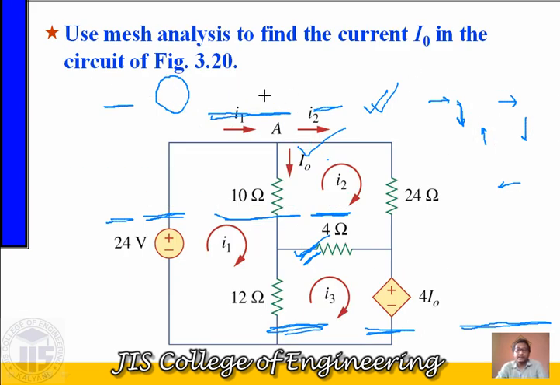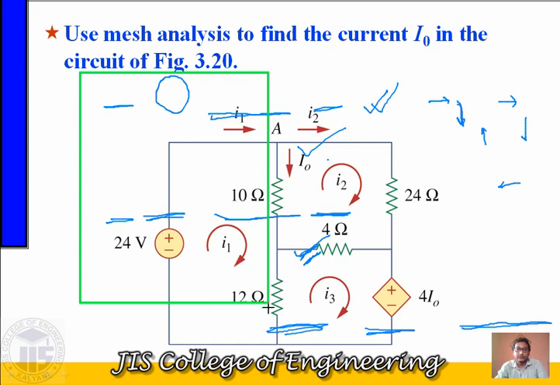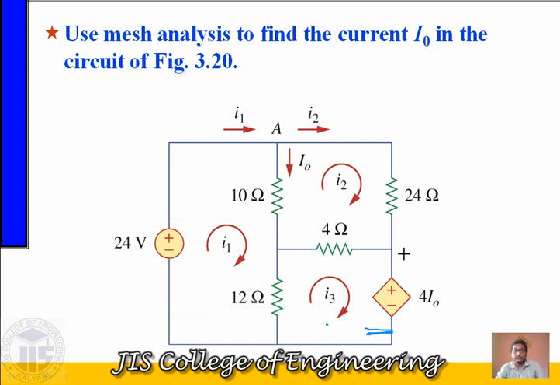Now here is another problem. Some values are given, and some dependent sources are also there. Now you have to solve this circuit. How will you solve it? The procedure is exactly the same as the previous one. Again check how many meshes there are. This is one mesh, this is another mesh, and this is another mesh. You can consider a mesh because there is a voltage source, so no problem at all.